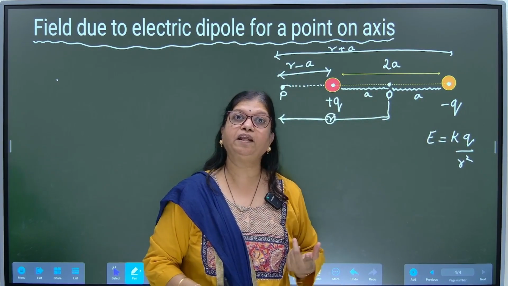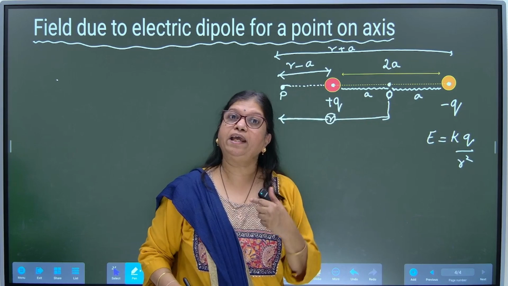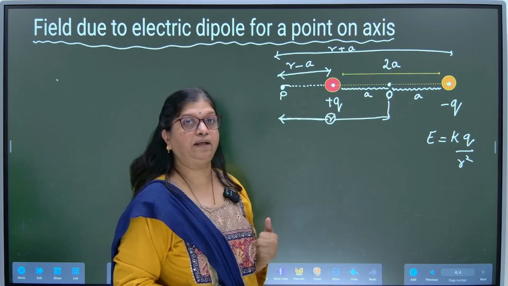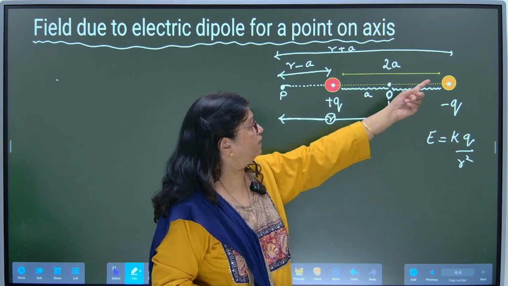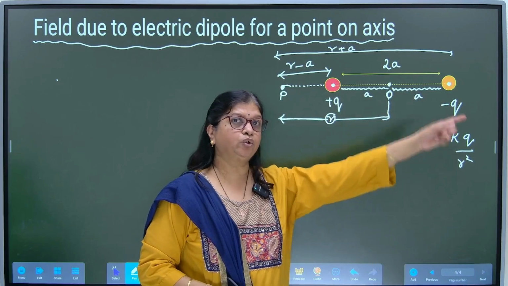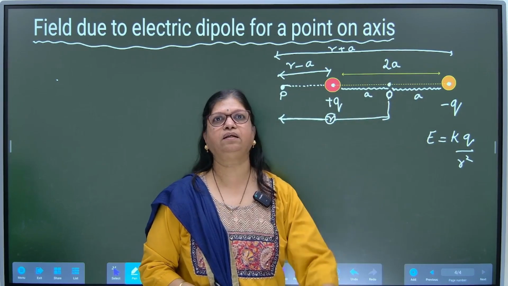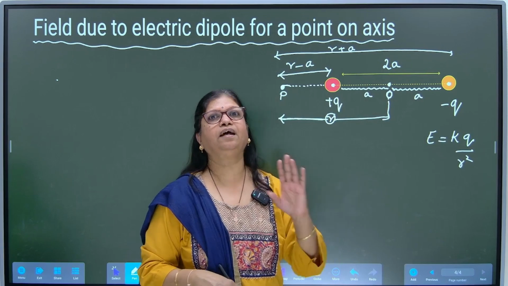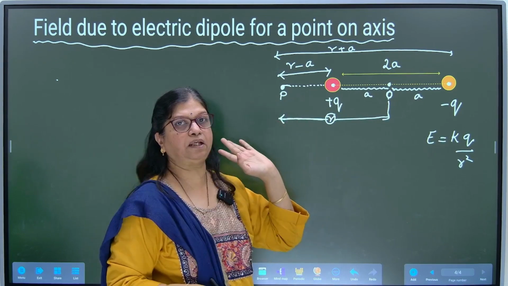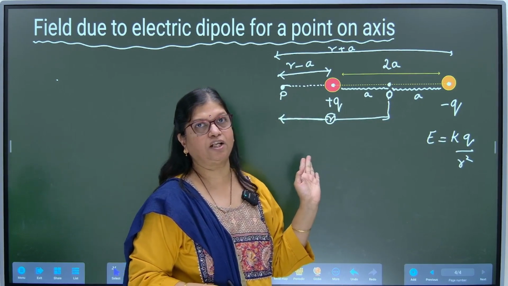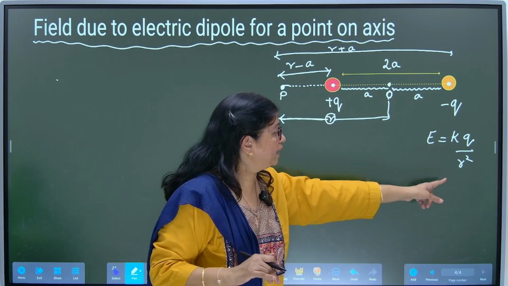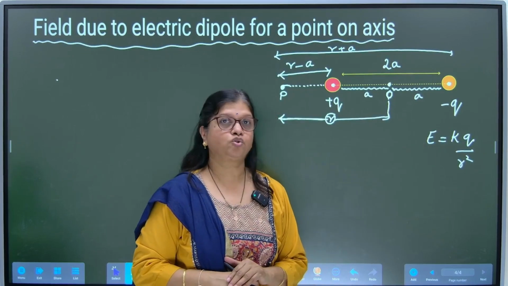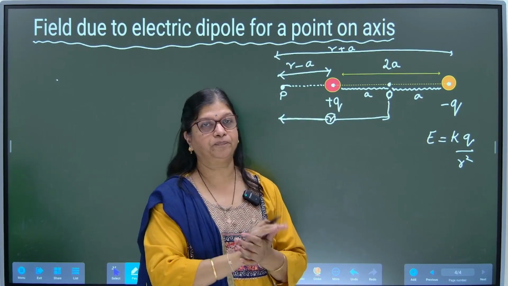Now again one query will come in your mind. Why have I taken the point P this side? I can take it that side towards minus Q also. Yes, I can take it. That way also we can do. Right now I have chosen this point P towards the positive charge Q. So I am ready with the distance. So I can write the electric field.